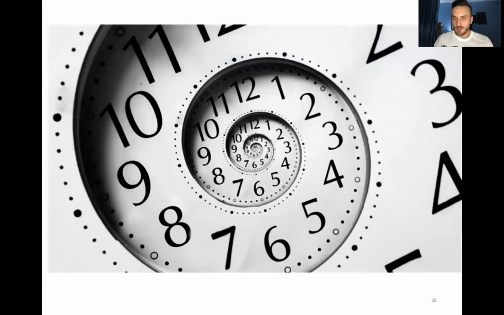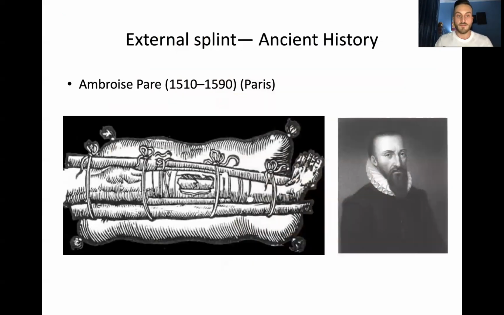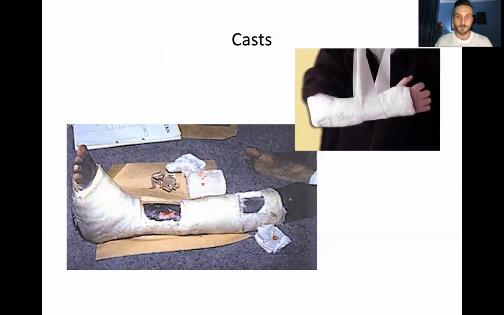Let's go back a little bit in time. Usually they used to splint like this in ancient history. When someone had a fracture, they used to splint him like this. And the first external splint was done in 1500. That's why it's called plaster of Paris, POP.